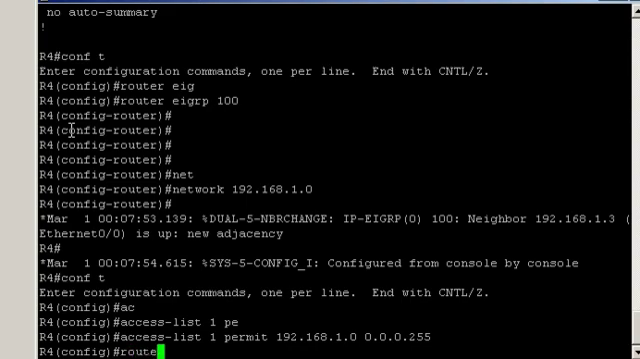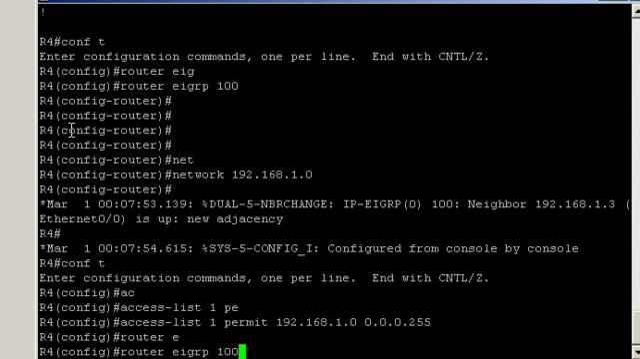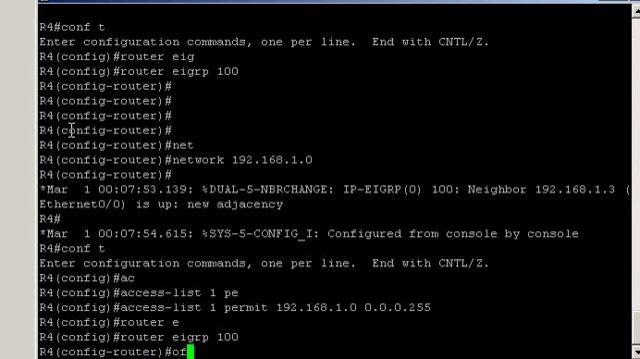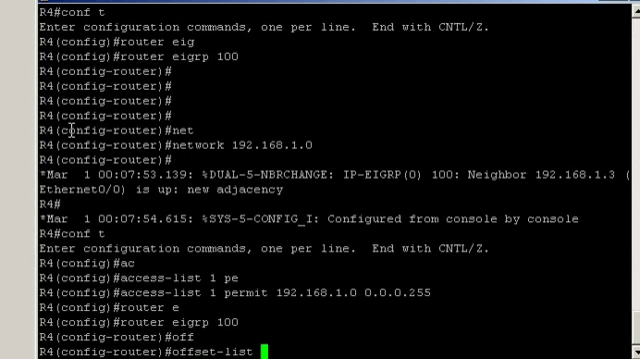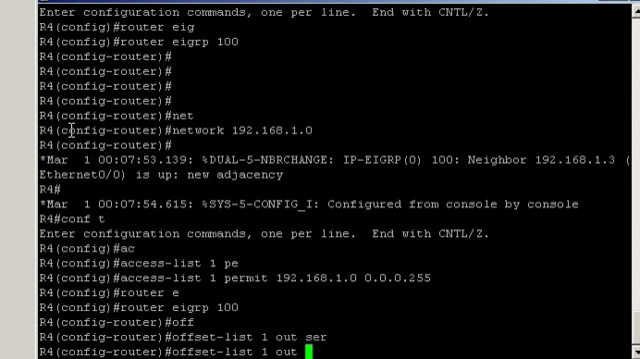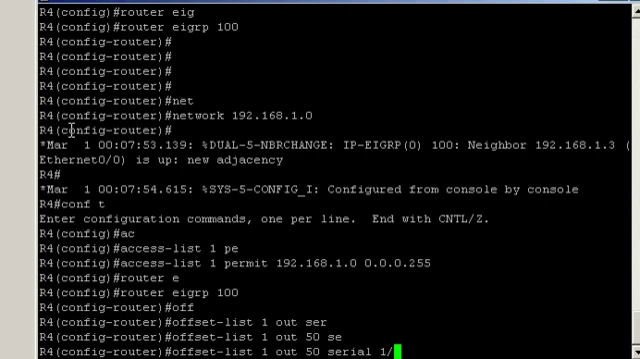Step two, we have to configure the offset list under the EIGRP routing process. So router EIGRP 100, offset list, the access list matching the traffic, that was 1. The direction to apply the offset list, so that's outbound, since we want to influence router 2. Define how much delay we want to add to the update sent to router 2, 50. And router 2 is connected to router 4 via interface serial 1/0.